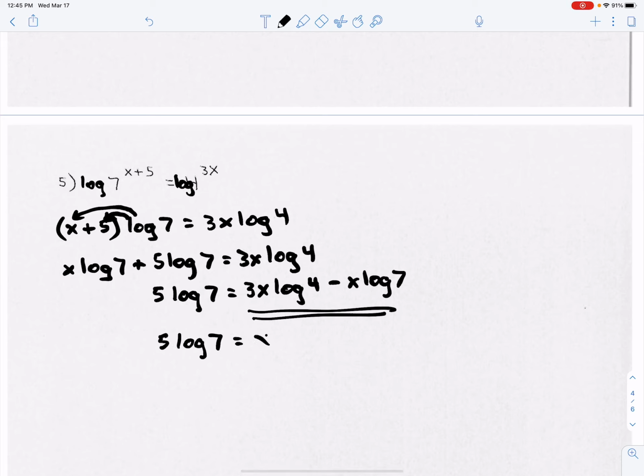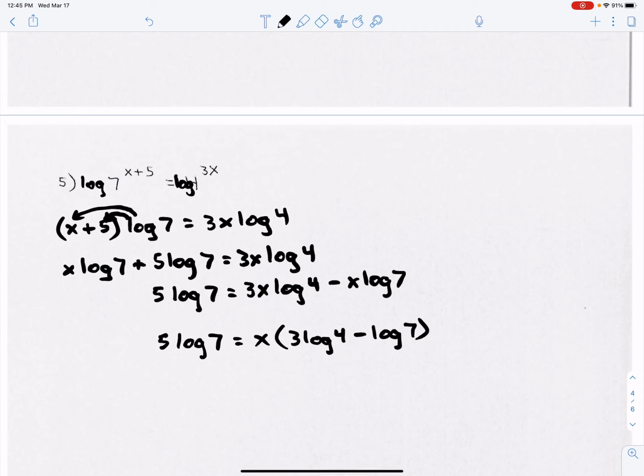And if I take an x out of each one, I end up with 3 log of 4 minus log of 7. Now, I can divide by what's being multiplied by the x. So it's 5 log 7 divided by 3 log 4 minus log of 7. Okay, that is calculator ready form.